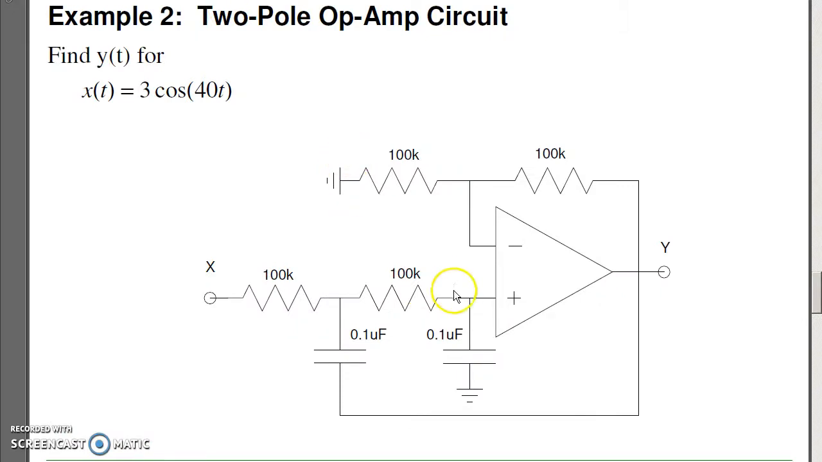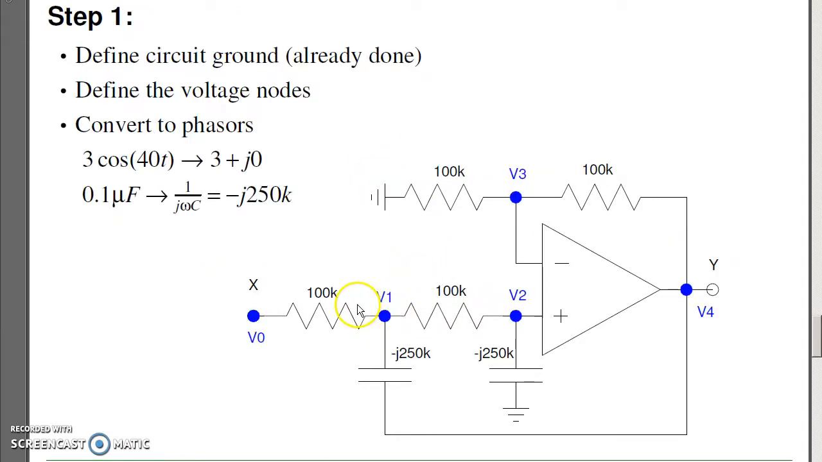Second example. If I have 2 poles, again, same thing we did before. The trick is write your n equations to n unknowns. In MATLAB, I can solve real numbers, complex numbers, I don't care. The trick is get the equations right. To solve, I want to first convert to phasors. The voltage becomes 3 plus J0, 3 cosine, 0 sine. The impedances become 1 over J omega C, minus J250,000. I'll then define my voltage nodes. Here's V0, V1, V2, V3, V4. If I write 5 equations, 5 unknowns, I can solve.